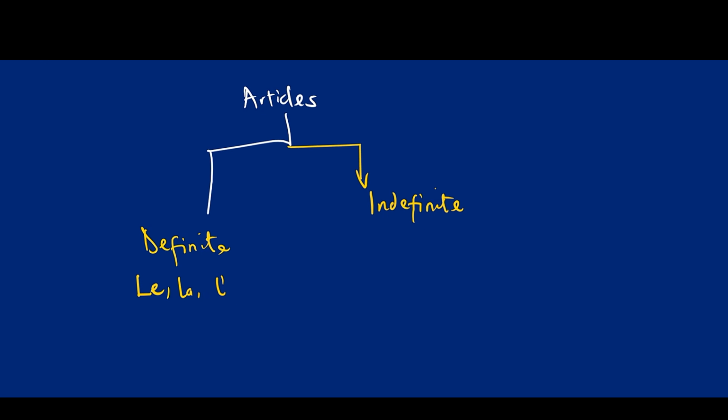This L apostrophe is for any noun that starts with a vowel or a silent h. We call it h muet, like silent. Muet means silent. So when we have silent h, let's quickly talk about this.